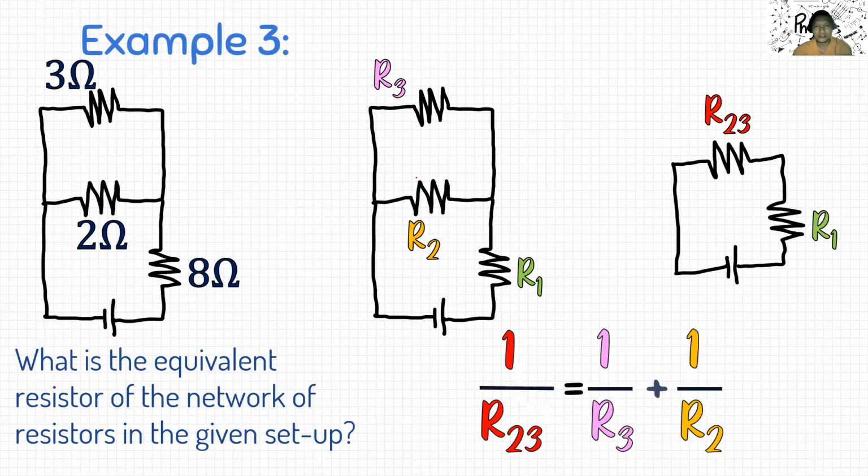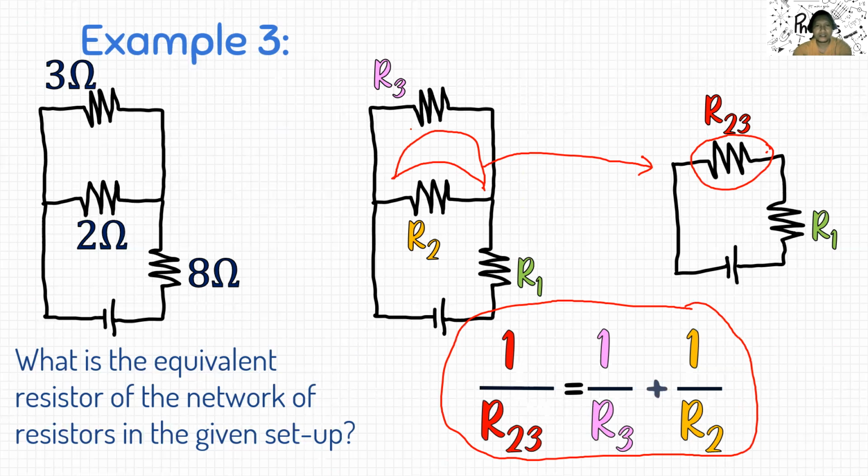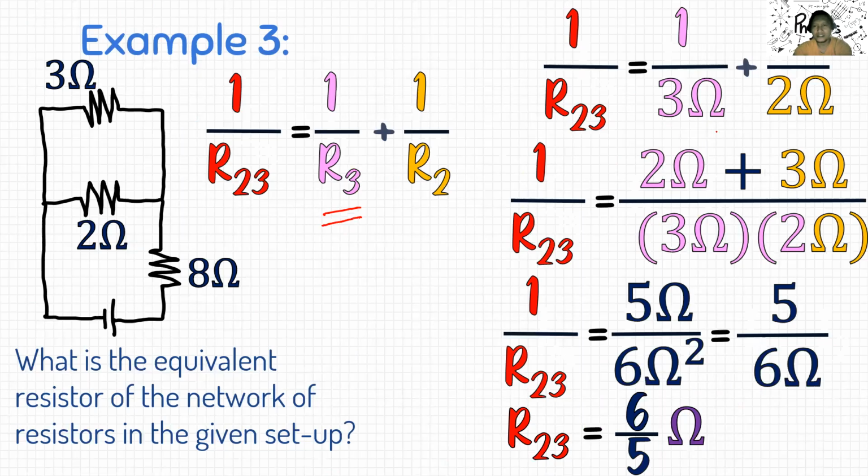So after that, since we already have our labels, look at that. We can see an obvious connection here. R2 and R3 are connected in parallel. So when you combine them, it becomes R2,3. The governing equation is this one. So, let's compute. What is R3? Your R3 is this one, the 3 ohms. So your R3 is 3 ohms, and then your R2 is 2 ohms.